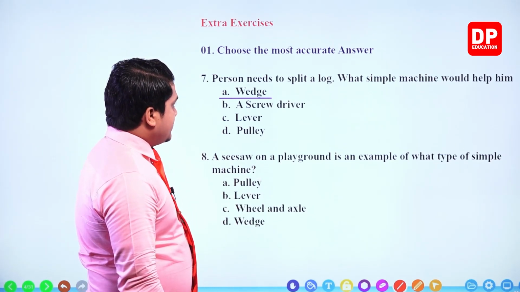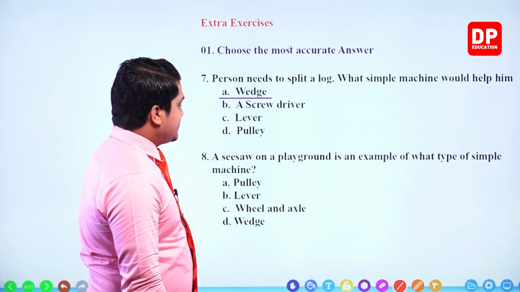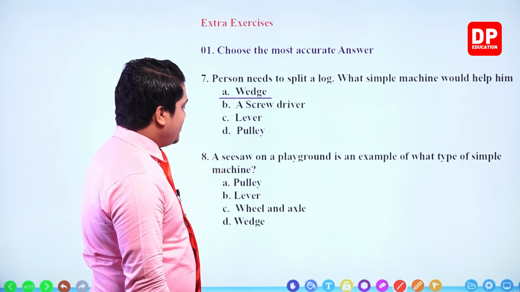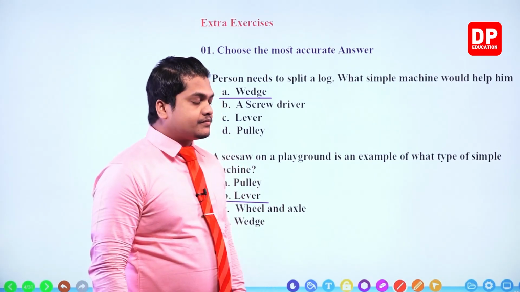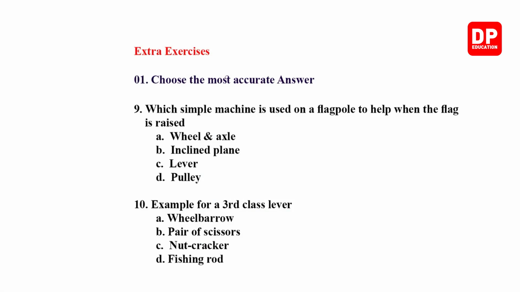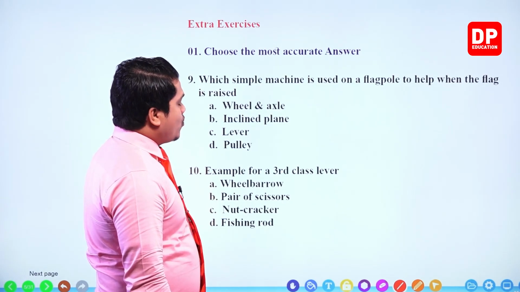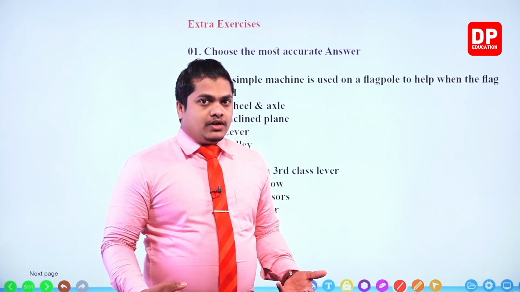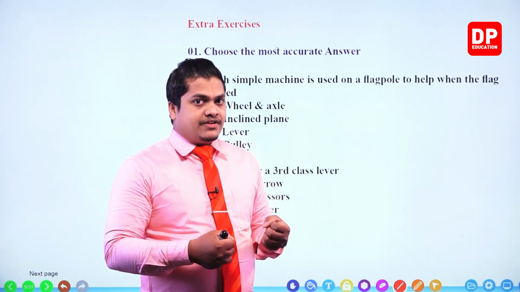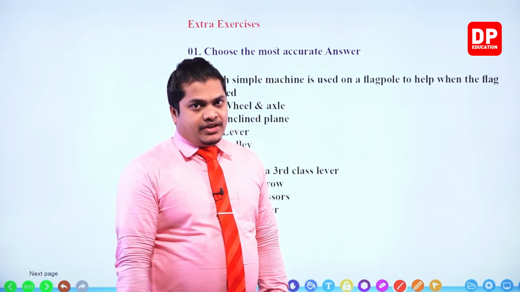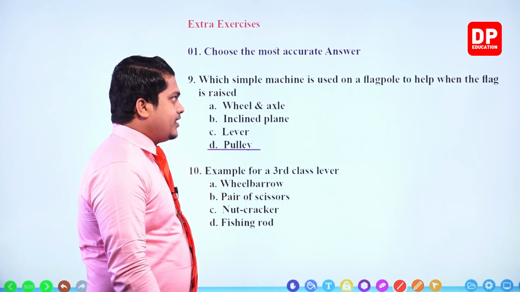Question number 8. A seesaw on a playground is an example of what type of simple machine? Seesaw, very simple, my dear children. It's a lever, right? It's a first order lever. Seesaw. Next one. Which simple machine is used on a flagpole to help when the flag is raised? Once again, very simple. At your school meetings, assembly, when the flag is being lifted up, at the topmost point there is a pulley. So the pulley is the one which helps lift that flag upward. Pulley.